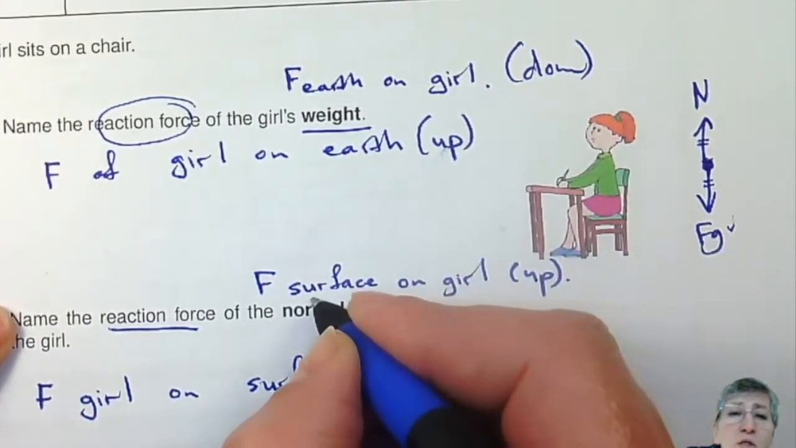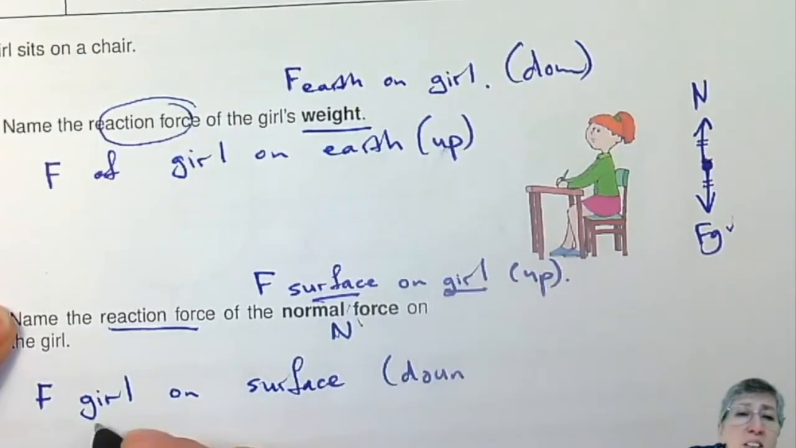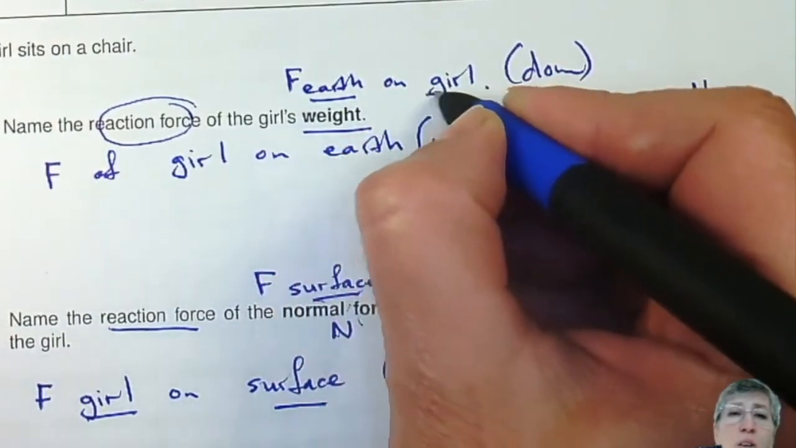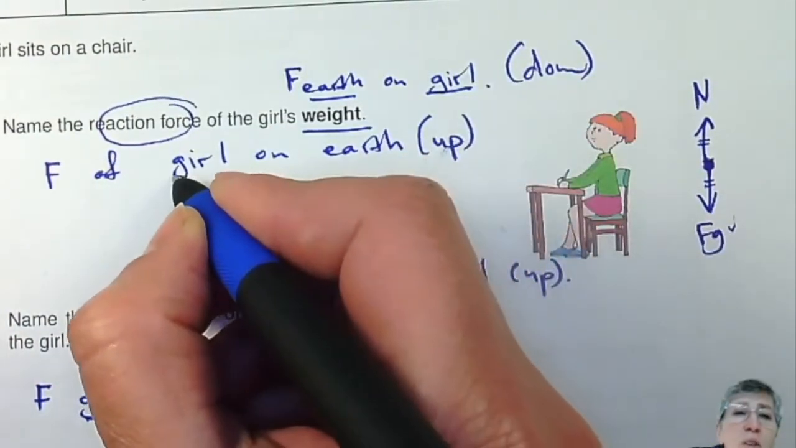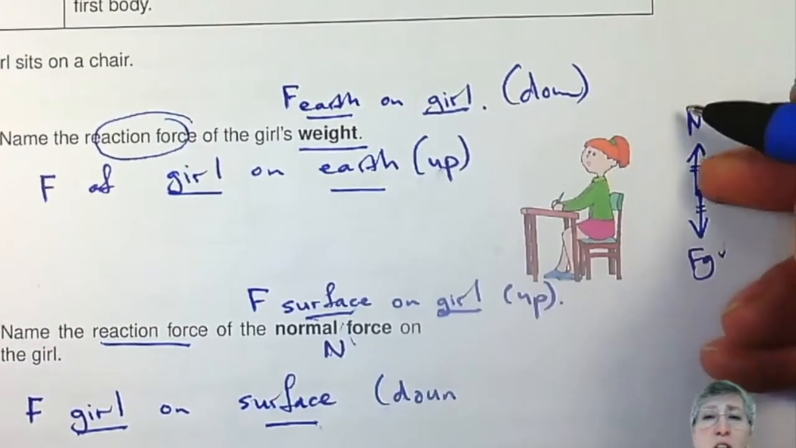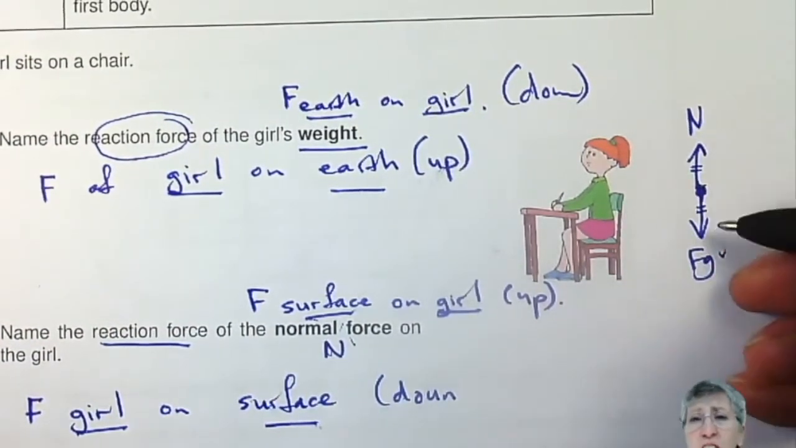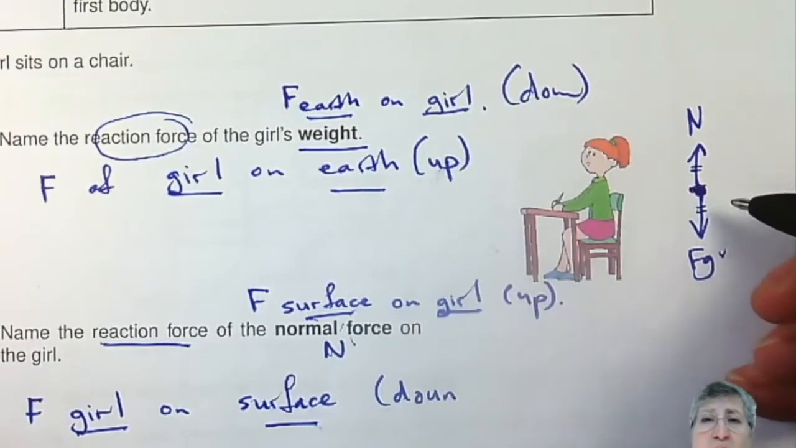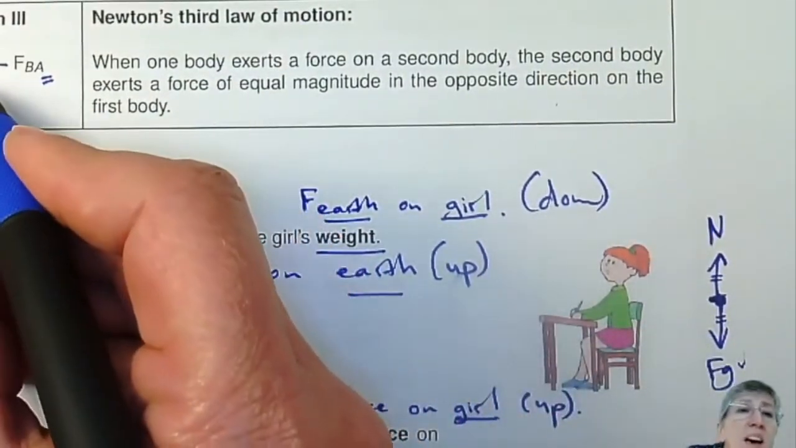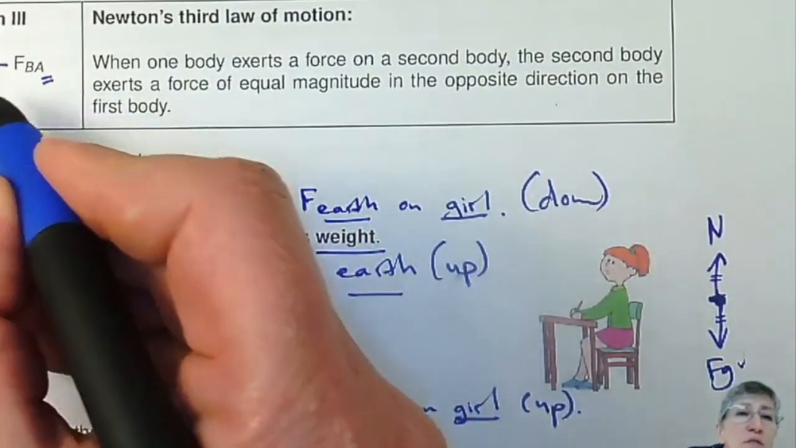So if it is surface on girl, then this is girl on surface. That one was earth on girl, so the interaction was girl on earth, right? So just make sure two forces acting on the same object can never be a Newton 3 pair. The pair act on different objects.